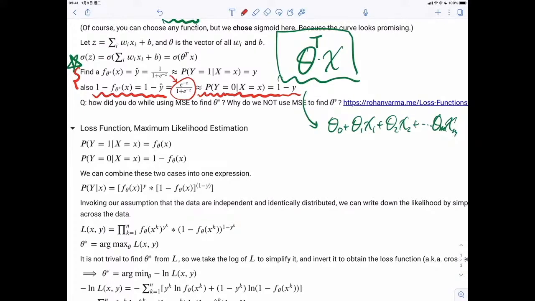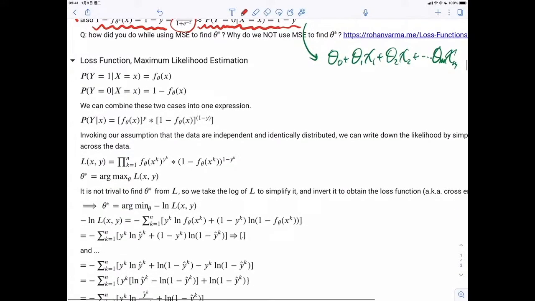The answer is we need another function. Here's the reason why. Let's see the loss function. So that is the definition, right? With this definition, basically we can combine them together.